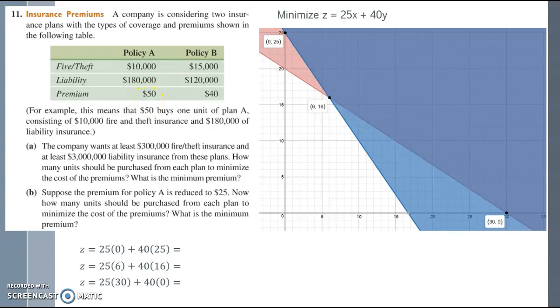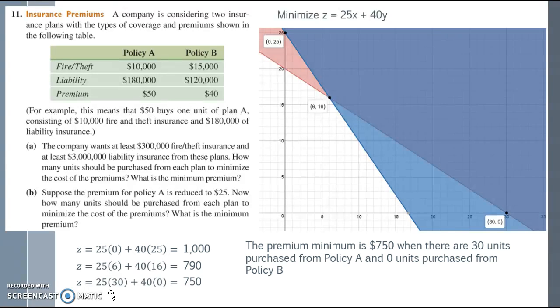So my z function is going to change to 25x plus 40y. So everything with our z function, plugging them in, the only thing we need to change and reconfigure is the first part, the 25 part. When I replug them in, using 25 instead of 50, I see that my new premium minimum is $750. And that occurs when there are 30 units purchased from policy A and 0 units purchased from policy B. It is slightly less than what our minimum was when our premium was $50. So although it seems like a small change, it certainly does make a difference.